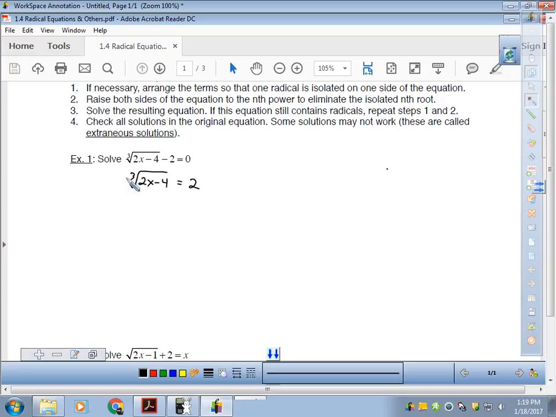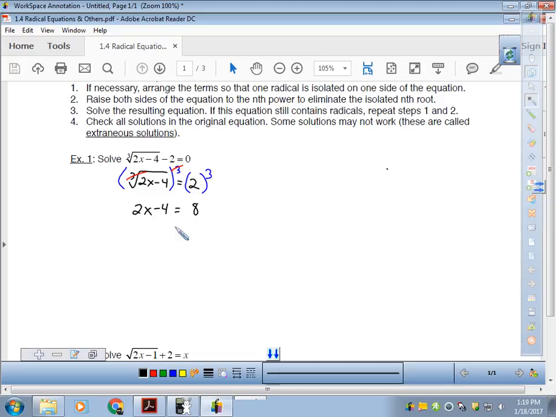Right. Now I want to get rid of this cube root. To get rid of a cube root, we're going to raise both sides of the equation to the third power. Because what ends up happening is this third root cancels out with this third power, and so I just have 2x minus 4. Over here on this side, 2 to the third power is 8. It's 2 times 2 times 2.